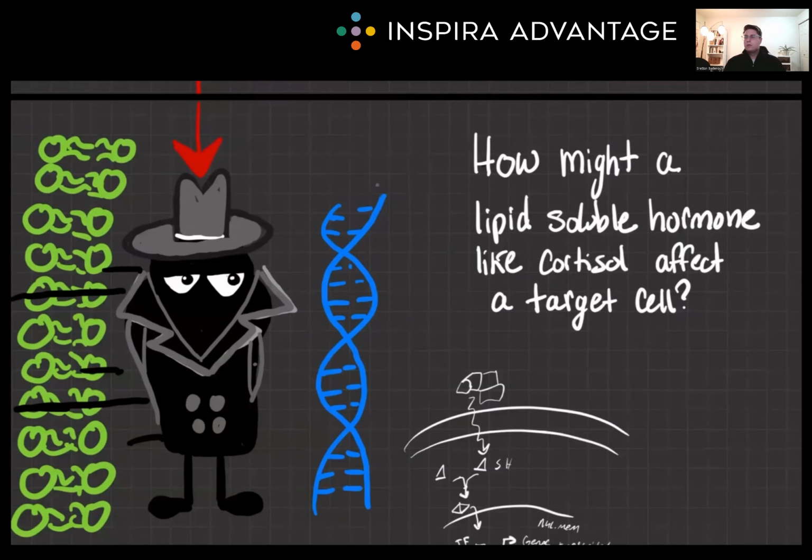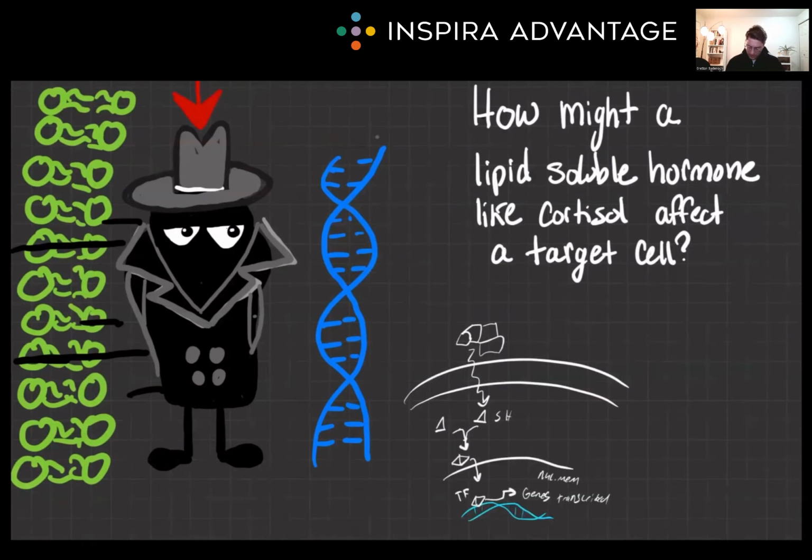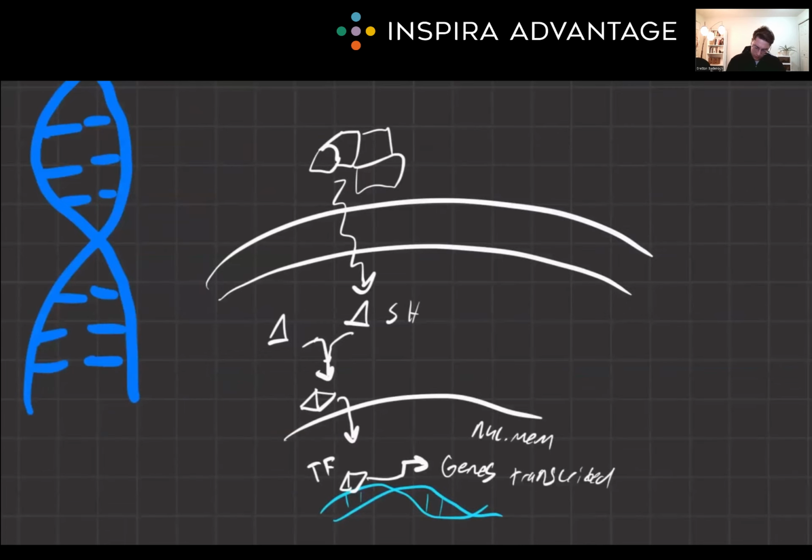Now, let's do a quick knowledge check. How might a lipid-soluble hormone like cortisol affect a target cell? Well, let's talk through this. Cortisol will pass through the cell membrane, bind to its intracellular receptor, and then the resulting complex will alter gene expression, leading to long-term changes in the cell's function. Again, the exact same mechanism we're showing down here. Just label the steroid for you.